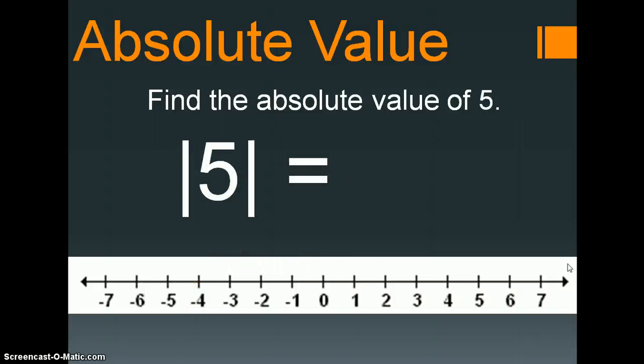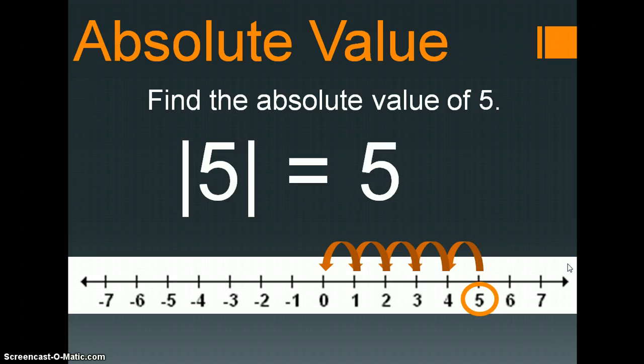Another example, if we find the absolute value of +5, we're going to start at 5, and we're just going to count how many times it takes us to get to 0. So 1, 2, 3, 4, 5. So our answer is 5.